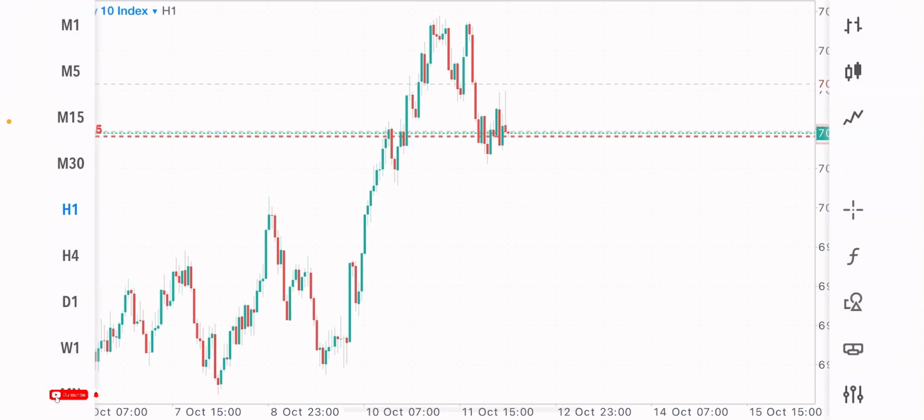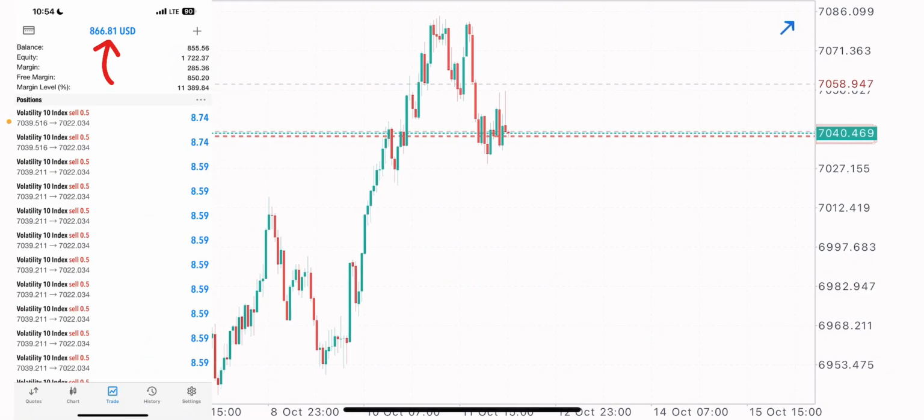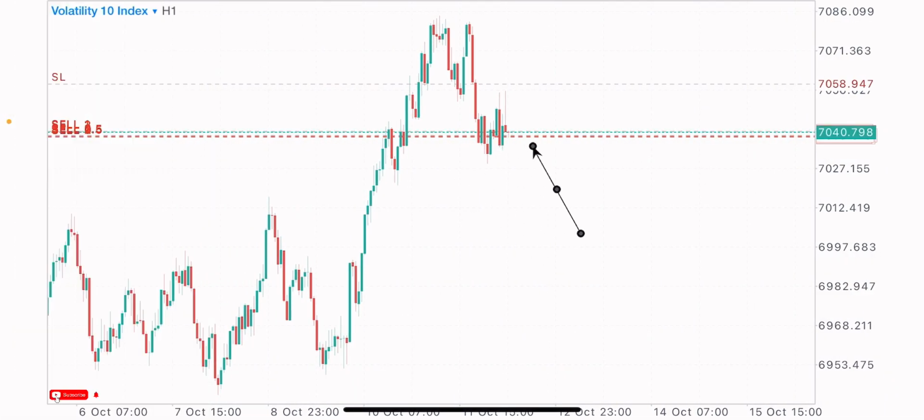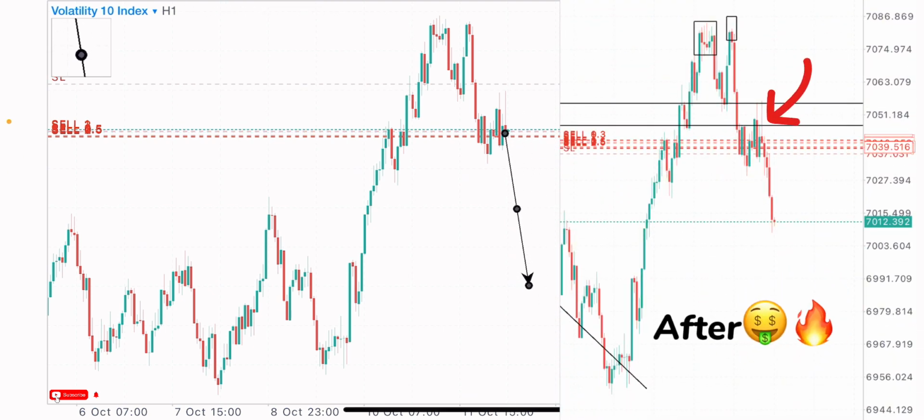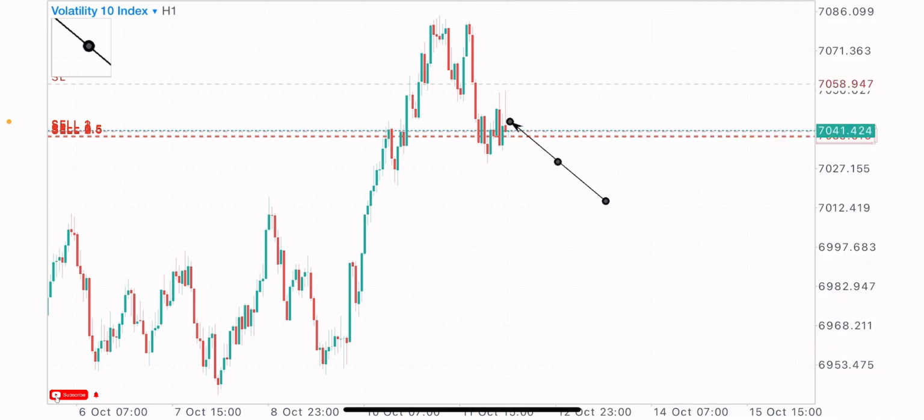And I took a sell trade on V10 index by trading alongside the market trend. We're not moving in profit yet. This is a swing trade on this index. I'm expecting a long-term sell basically, and I'll show you guys why I sold this index at this point. So let's dive into the chart.